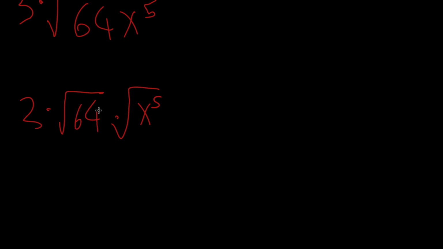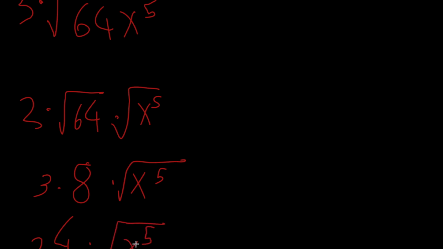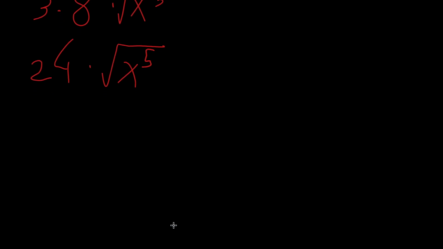And now the square root of 64 is 8. So 3 times 8, right? Yeah, I think so. 3 times 8 times x to the 5th, or 3 times 8 is 24, right? Yeah. 24 times, I forgot to write the square root here, times the square root of x to the 5th, right? And just scroll down a little.